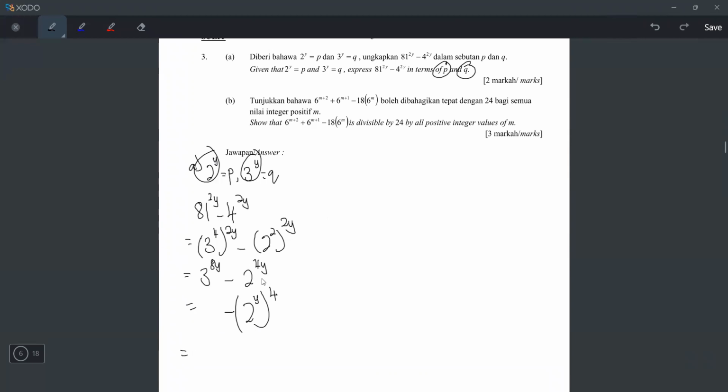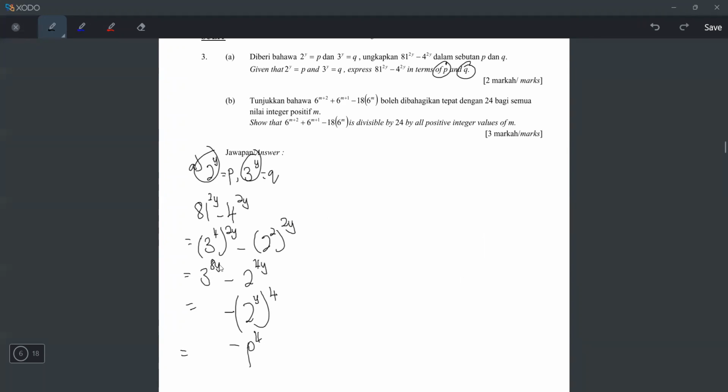Then maybe some students will ask, hey, why can we write it like this? Yes, you can, because 2 power 4y is actually the same as 2 power y power 4, and it's also the same as 2 power 4 power y. Because remember, I told you just now, if the powers are side by side, you times them together. So it doesn't matter which one you write inside. y times 4 is 4y, and 4 times y is also 4y. So you can just change the way you write because you want the y to be inside. And then later on, you can change the 2 power y to p power 4.